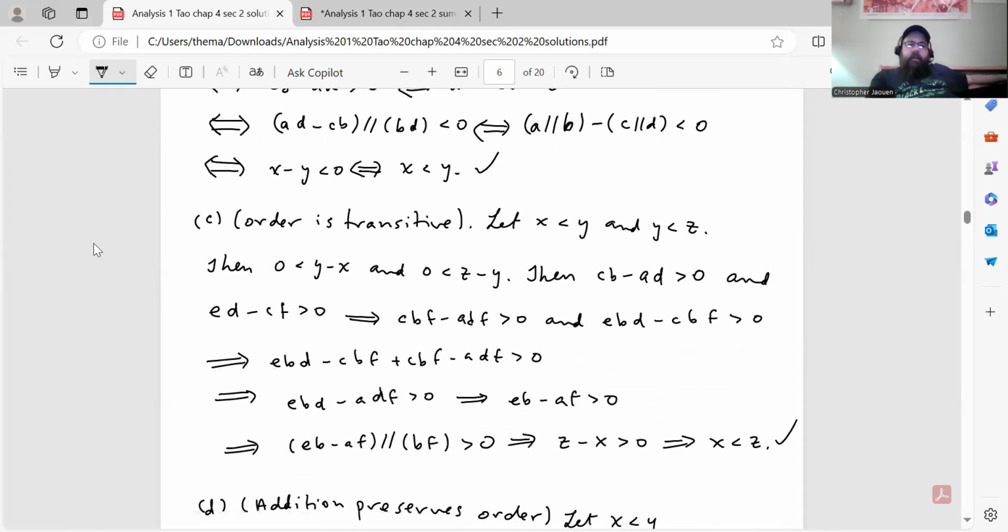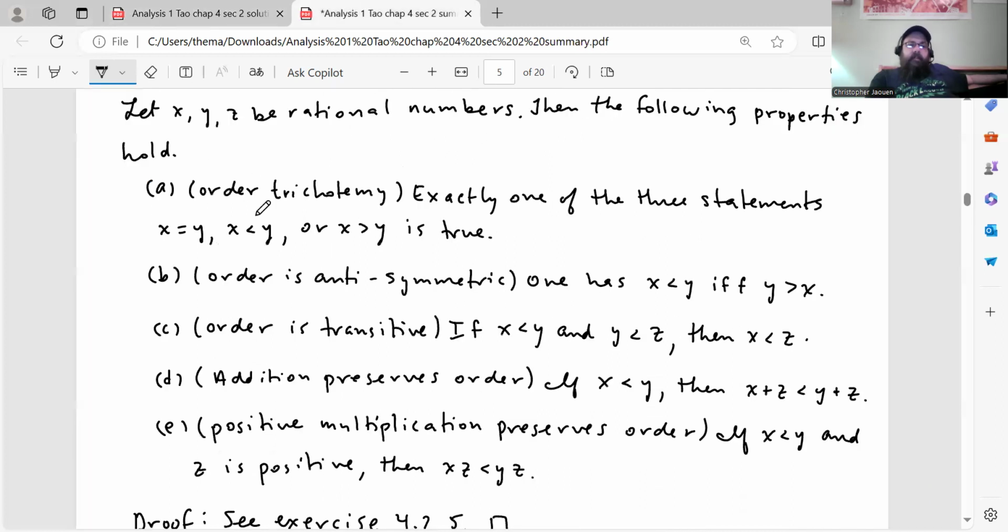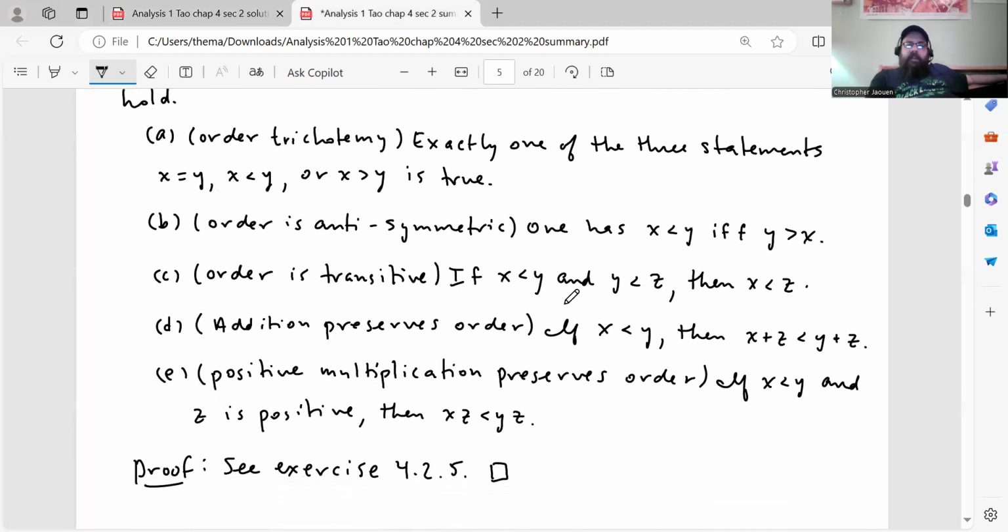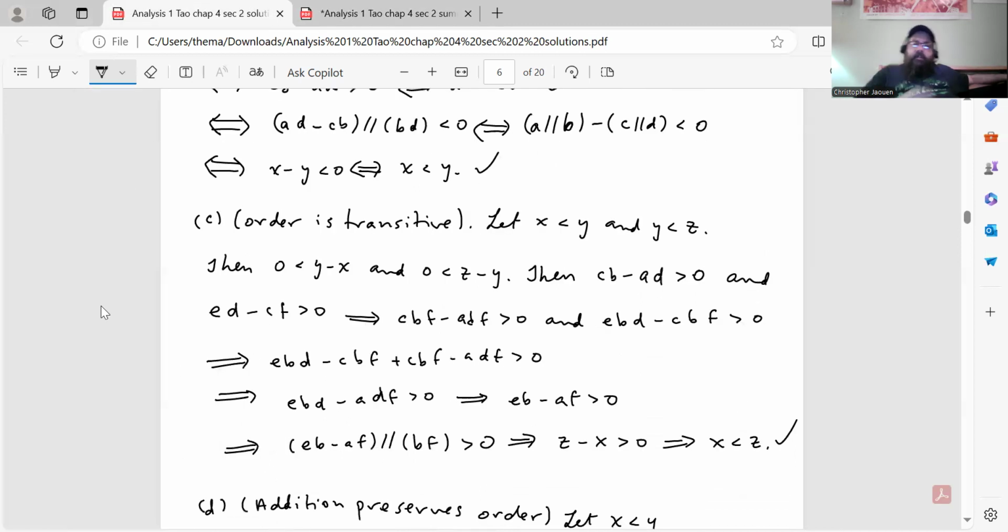All right, next is order is transitive, which means if X is less than Y and Y is less than Z, then X is less than Z. Right, so here's the proof.